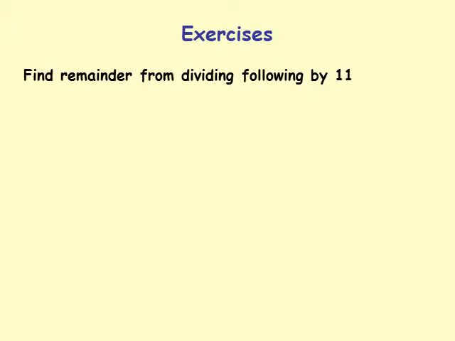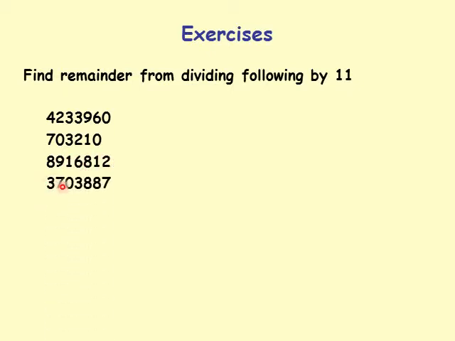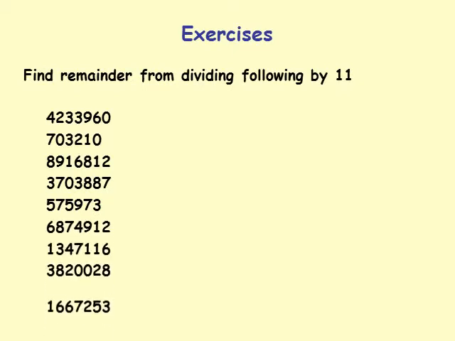Exercises now. Let's find the remainder from dividing the following by 11. First number 4233960. Next, 703210. Next number is 8916812. Next number is 3703887. Next number is 575973, and some more.